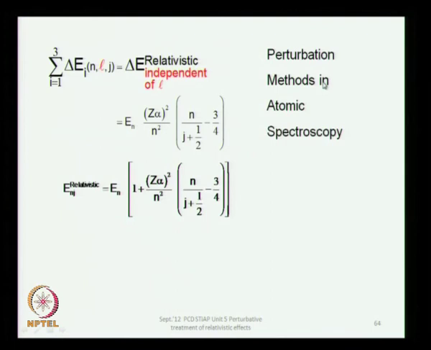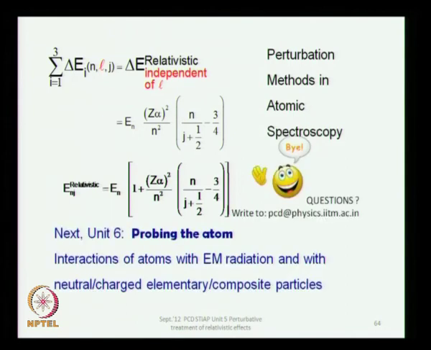So, essentially what we did was to see how the perturbative techniques over the non-relativistic Schrodinger equation relate to the results of the Dirac equation, the relativistic quantum mechanics. You get the net results which are only J dependent, and with this I will conclude this unit. The next unit will be on probing the atom. So, from the study of atomic structure we will move on to atomic processes.